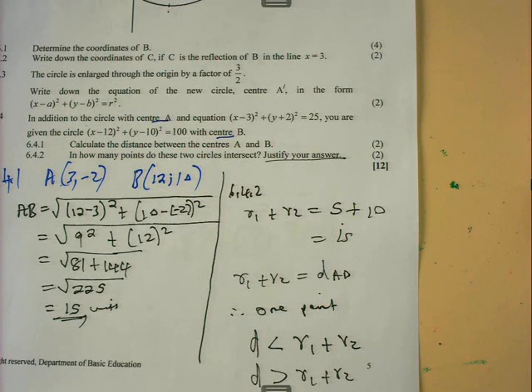Boys and girls, this is very, very important. You need to remember this as well. You just have to find the distance between the two centers, and then find the sum of the radii. Now if they are equal, then there is 1 point. If the distance is greater, there is no intersection. If the distance is less than the sum of the two radii, then there is more than one intersection, which is very, very important.